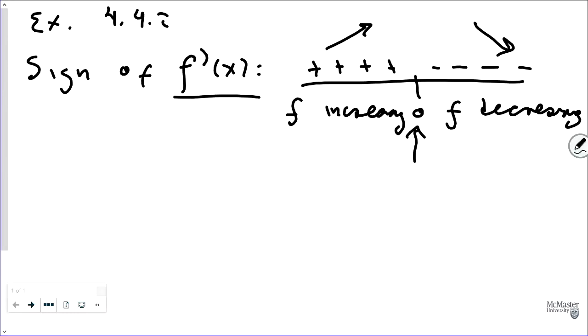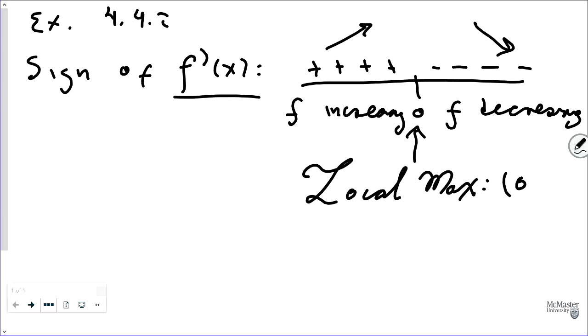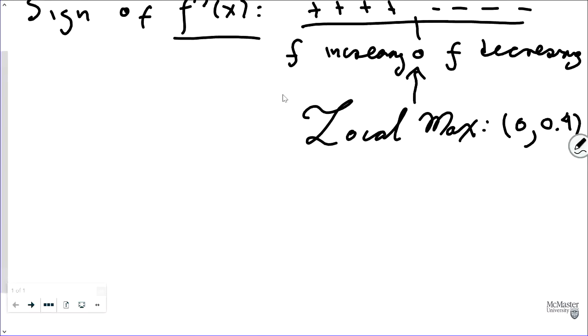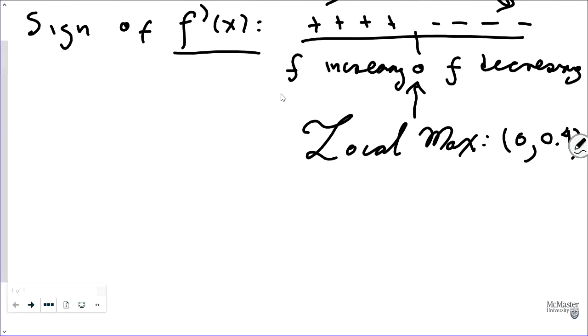So therefore, you have at 0 a local maximum, the value is 0.4. Right? So that is where we left. Then we also have the sign of the second derivative.